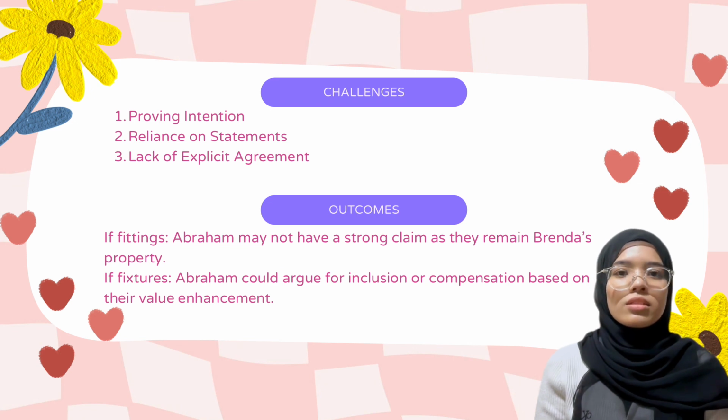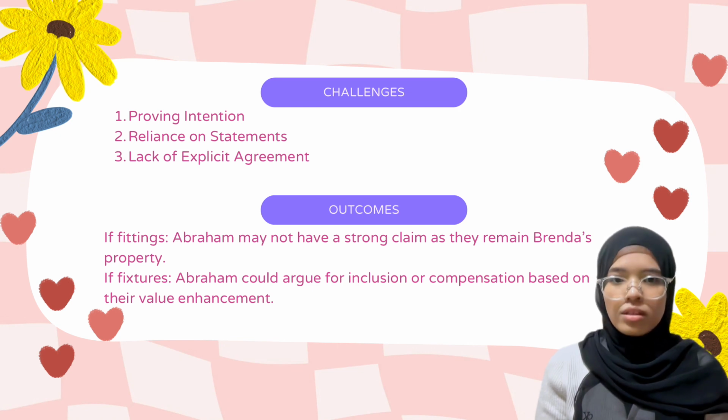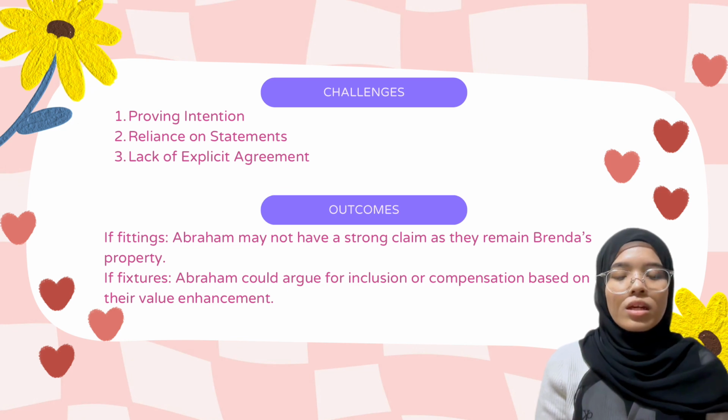The primary challenge is proving the intention of the parties. The case of Taylor v Hamer 2002 illustrates the difficulty in proving intention, as the court emphasized what a reasonable person, knowing what the parties knew at the time of contracting, would have understood. In Abraham's case, Brenda's vague responses complicate this issue, as they leave room for multiple interpretations of her intentions.